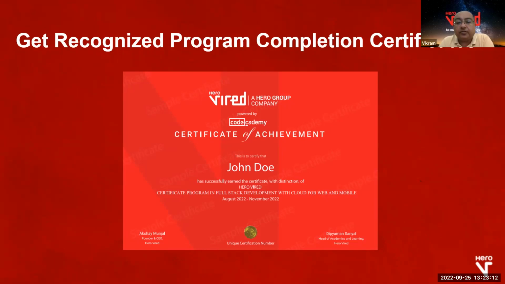So when you complete the course with us, you get a certificate like this, signed by Akshay, our founder and CEO, and Deep, our head of academics. This certificate is proof that you've successfully completed a program with distinction in full stack development with cloud for web and mobile. This is what it looks like. This is in partnership with HeroWired and Code Academy. So this is the kind of certificate that you will carry with you once you've completed the course.